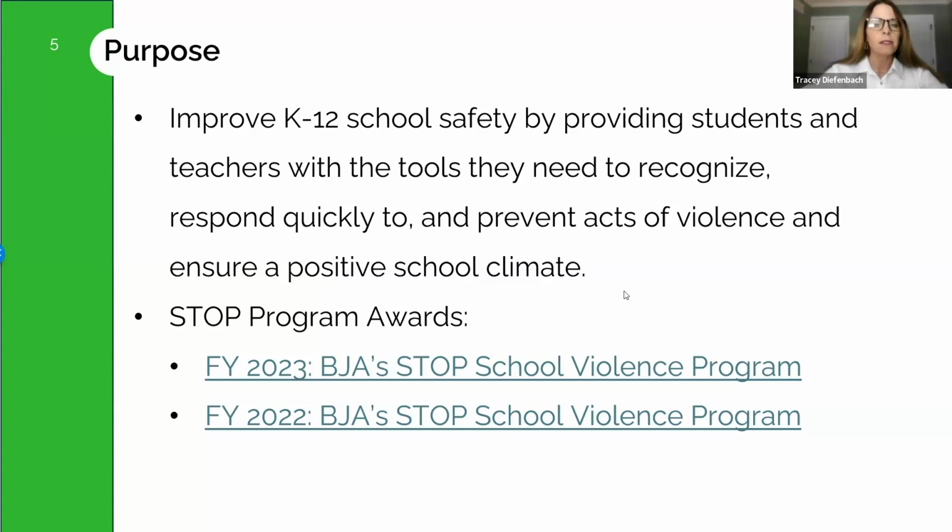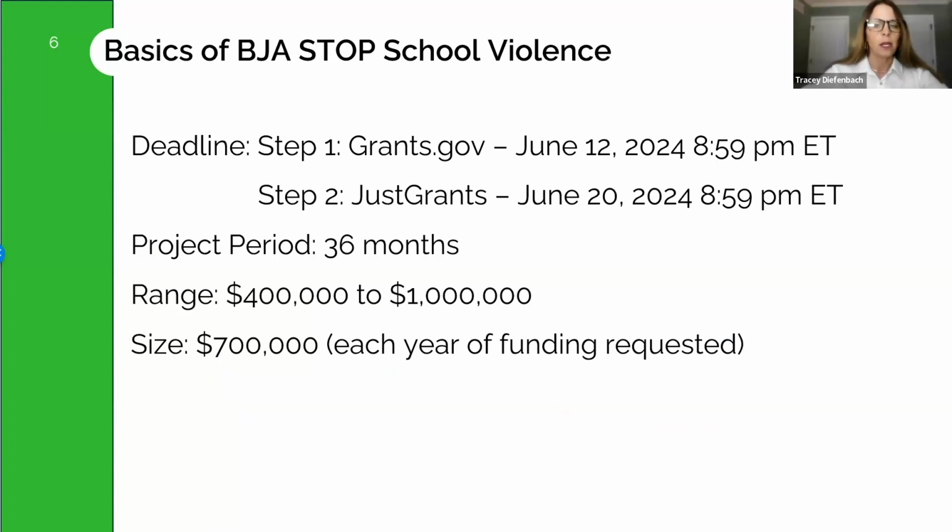So let's talk about some of the basic things you need to understand about the BJA STOP grant, including deadlines, project periods, funding rate ranges, and the amounts. First and foremost, it's crucial to know the deadlines. For this solicitation, the fiscal year 2025, the NOFO was released in mid-January.